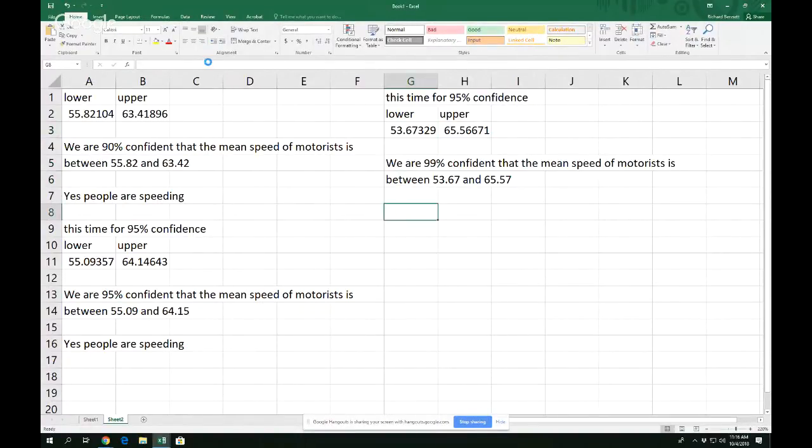So my margin of error for 99% is, if I put an equal sign in there, almost 6 miles per hour. If I go here, the margin of error equals less than 4. So as I get more confident, what happens to my margin of error? It gets larger. As I'm less confident, my margin of error gets smaller. I didn't have time to do that. Maybe I'll save that for the review on Tuesday.